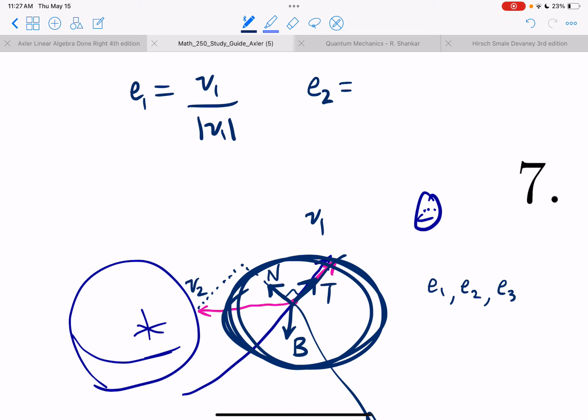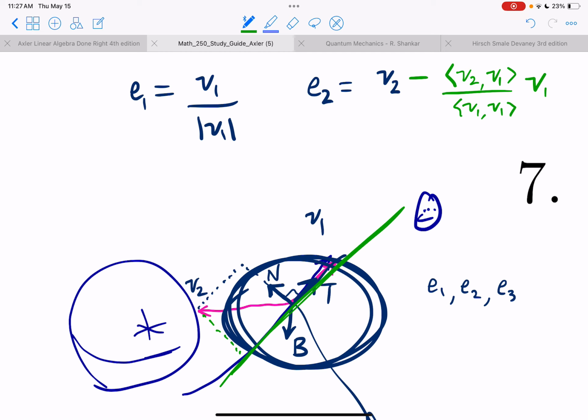Now what's going to be our E2? Well, we're going to take V2, which points over there, and we're going to subtract away this piece that we don't want. What is that piece? That piece that we're going to subtract away is the projection onto the first vector. So we're going to subtract away the projection of V2 onto V1. So V2, V1 over V1, V1, times V1. Okay. This is Gram-Schmidt. This is just the projection formula from earlier.